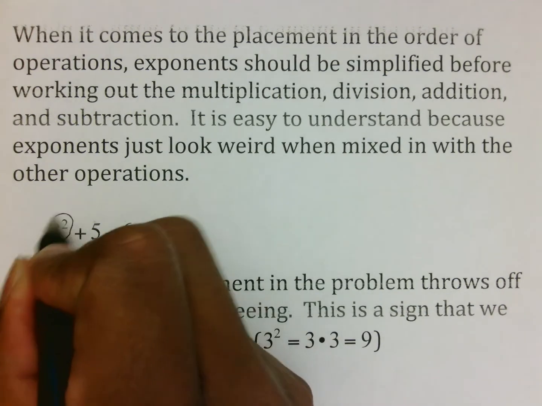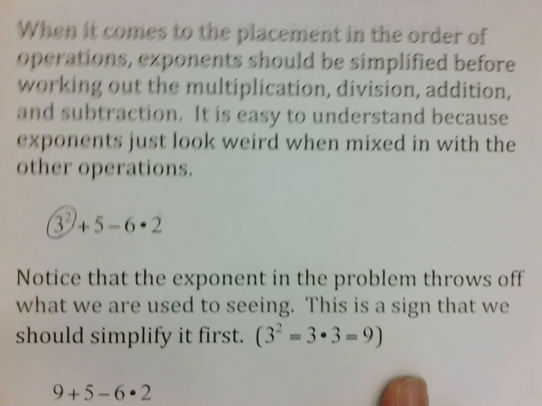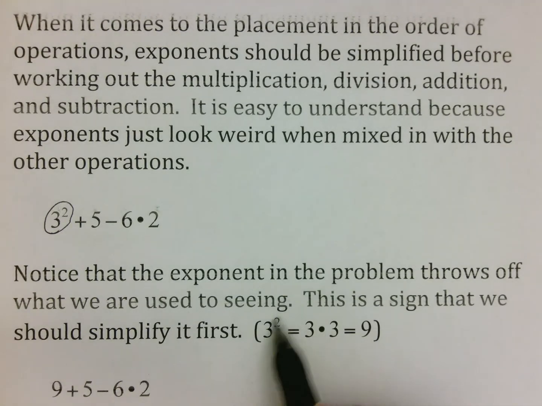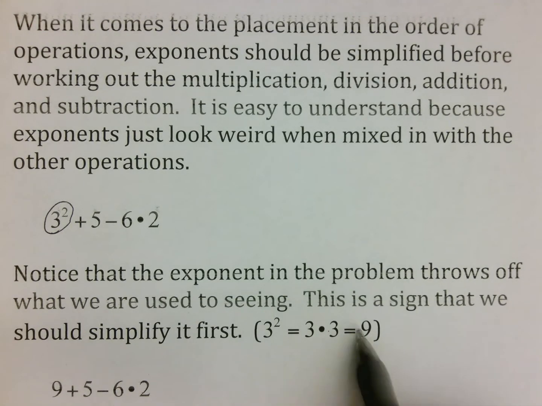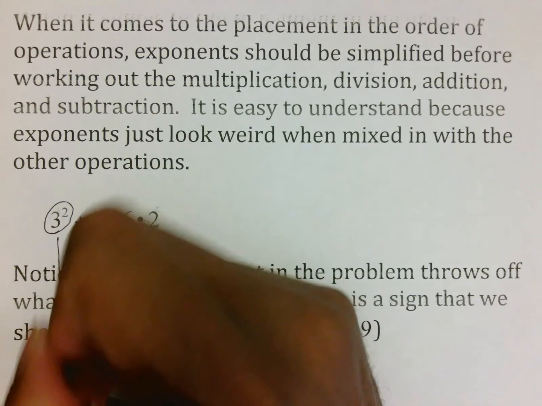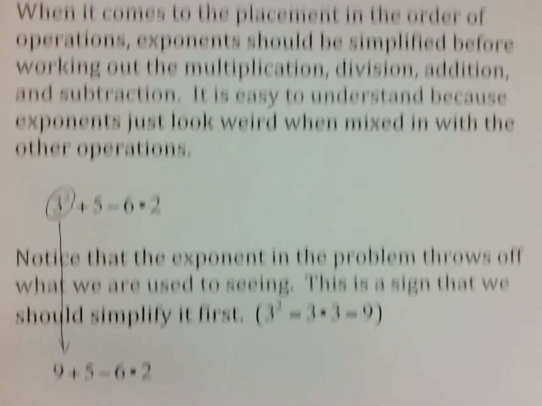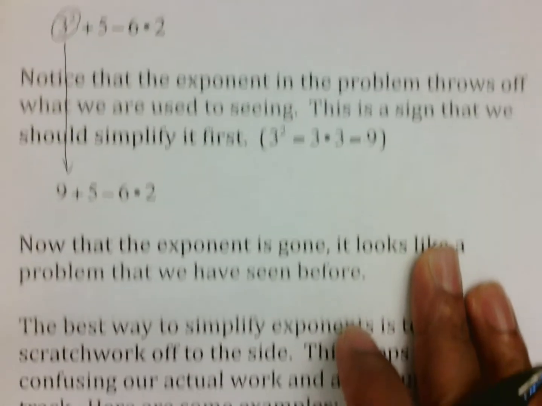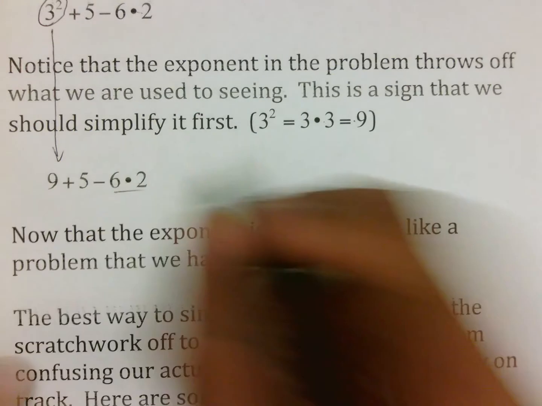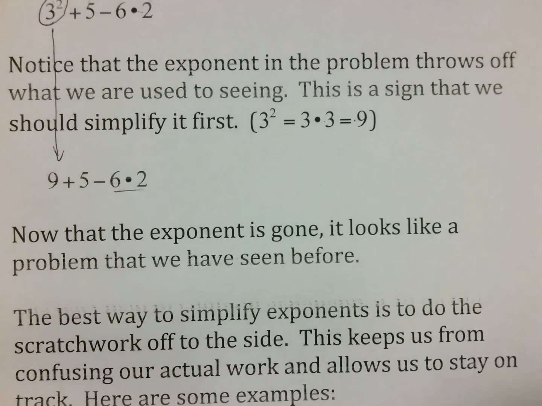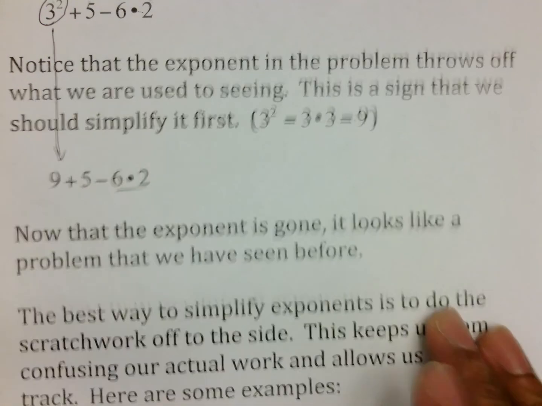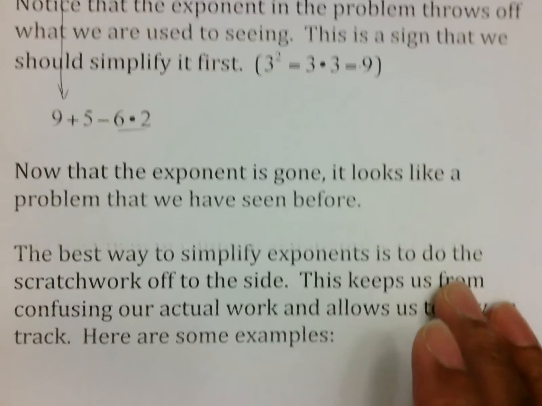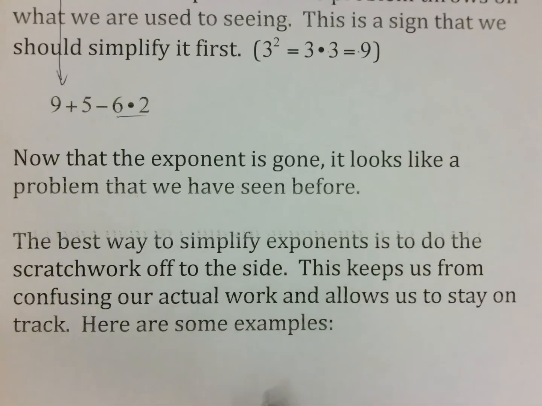So what we should do is deal with this exponent first so that we can simplify it, keeping in mind that 3 squared is 3 times 3, which means that this now turns into a 9 plus 5 minus 6 times 2. And from there we would just look for the first operation, which is here, and follow the steps that we did yesterday. Again, now that the exponent is gone, it looks like a problem that we have seen before. The best way to simplify exponents is to do the scratch work off to the side, and what that does is it keeps us from confusing our actual work and allows us to stay on track.